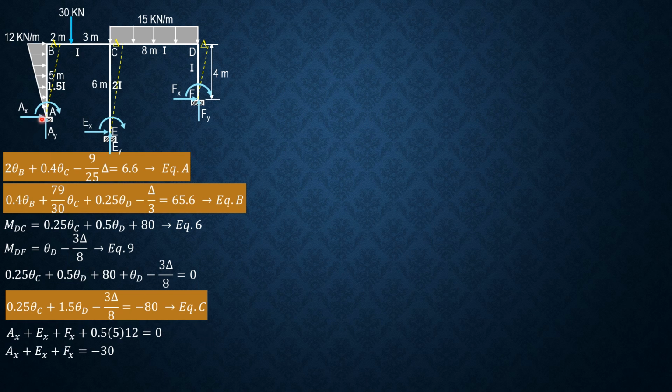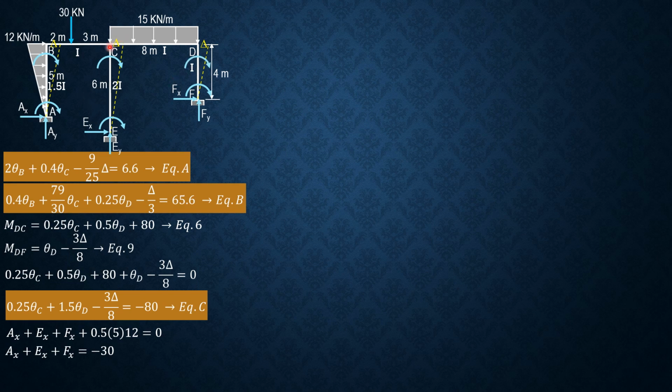Then if we draw the free body diagram of column AB, summation moment B, there is MBA here. Then AX times 5 plus 1 half of 5 times 12 times 5 thirds equals MAB plus MBA.